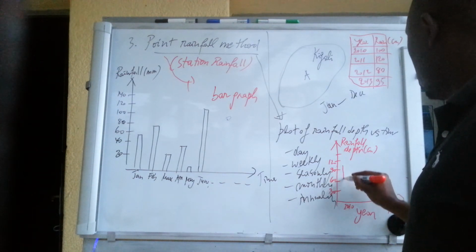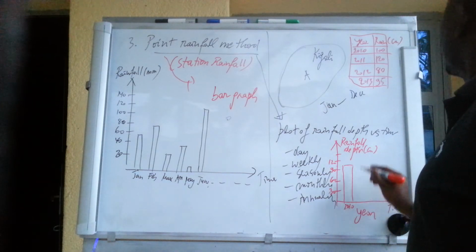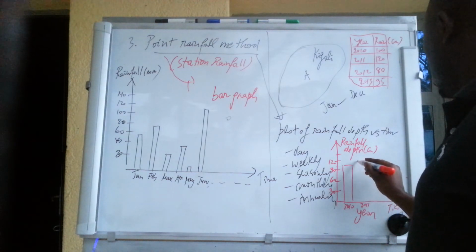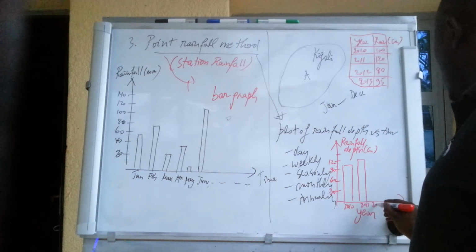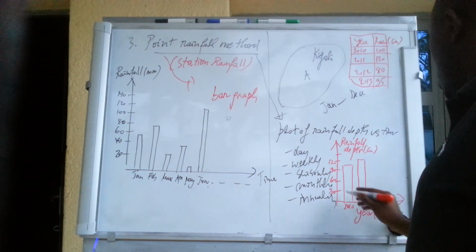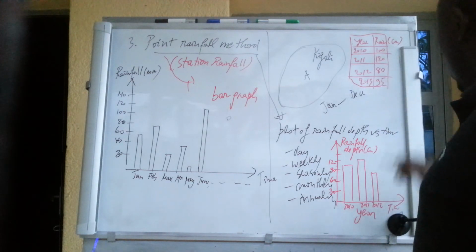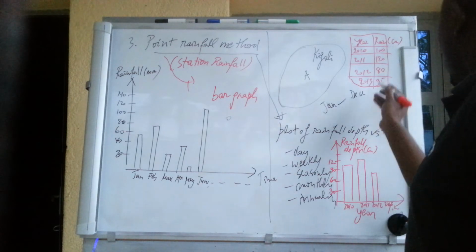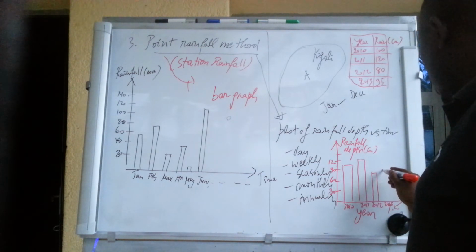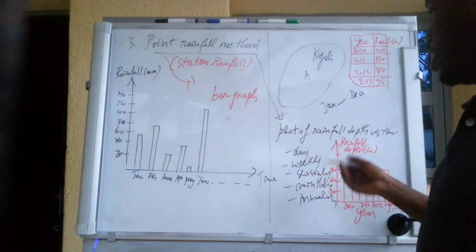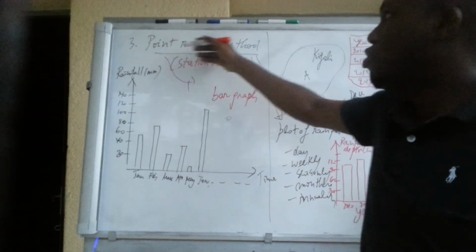100 is around here. In 2011, the rainfall was 120. Let's put it maybe here. And in 2012, the rainfall was 80. 80 is somewhere here. In 2013, the rainfall was 95, nearly here. So this is a graphical representation of rainfall data against time using the point rainfall method.